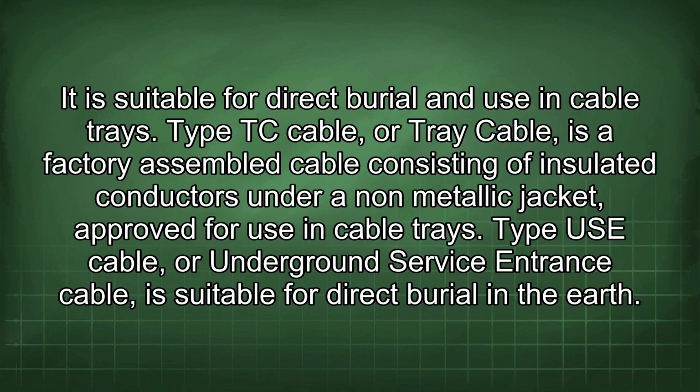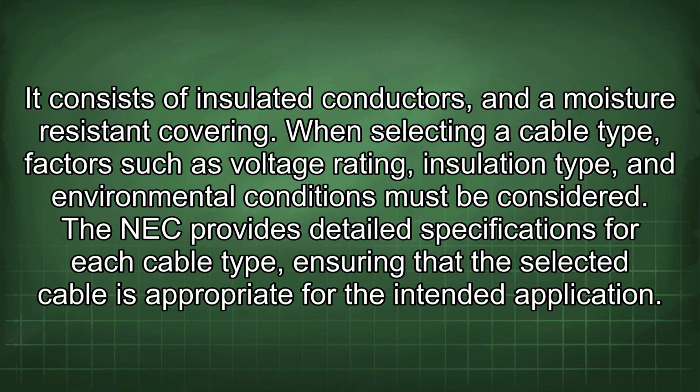Type TC cable, or tray cable, is a factory-assembled cable consisting of insulated conductors under a non-metallic jacket approved for use in cable trays. Type USE cable, or underground service entrance cable, is suitable for direct burial in the earth. It consists of insulated conductors and a moisture-resistant covering. When selecting a cable type, factors such as voltage rating, insulation type, and environmental conditions must be considered. The NEC provides detailed specifications for each cable type, ensuring that the selected cable is appropriate for the intended application.